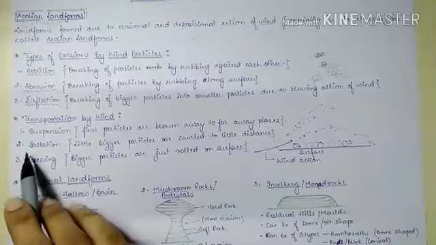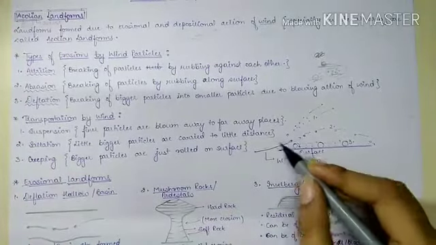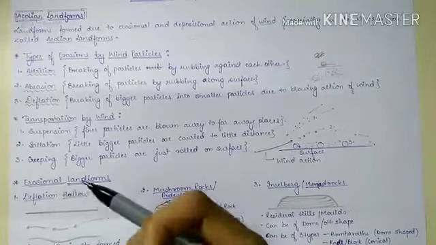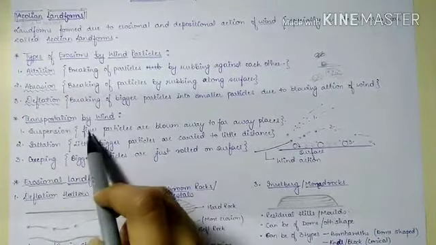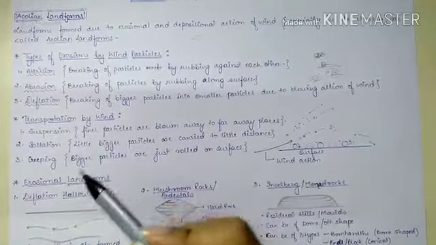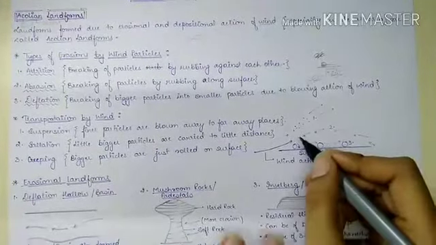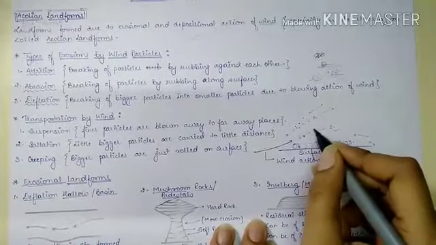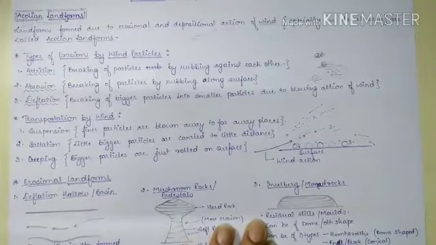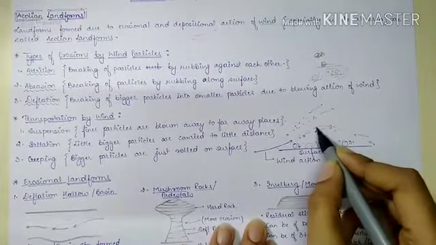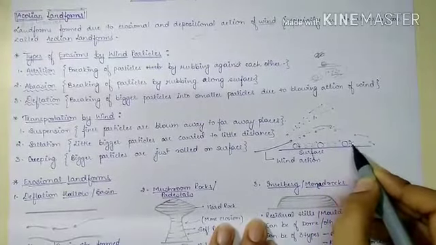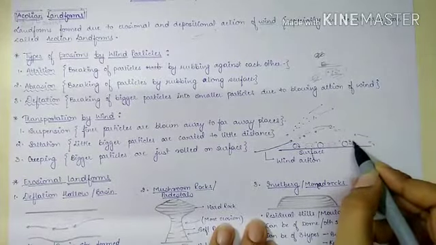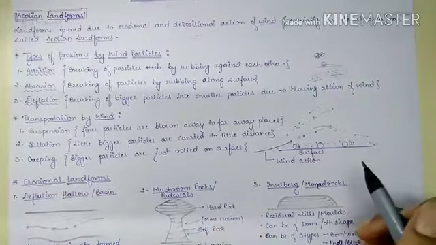Okay, next one is saltation. Saltation is actually jumping of rocks. These particles are bigger than the ones in suspension, but they are smaller than the ones in creeping. Okay, so they are medium sized particles, so they are blown away by wind, but they are too heavy to carry to a long distance, so they are dropped again. Then again they are carried away and then dropped. So this carrying and dropping process is known as saltation.